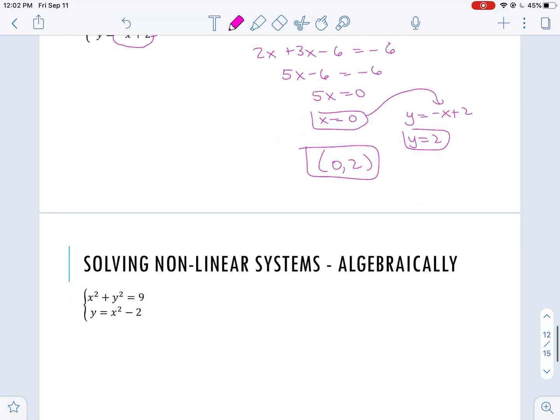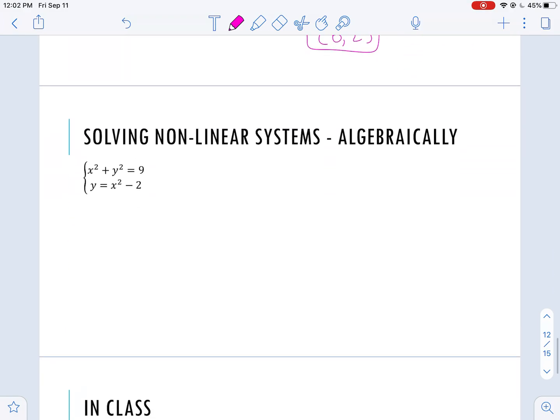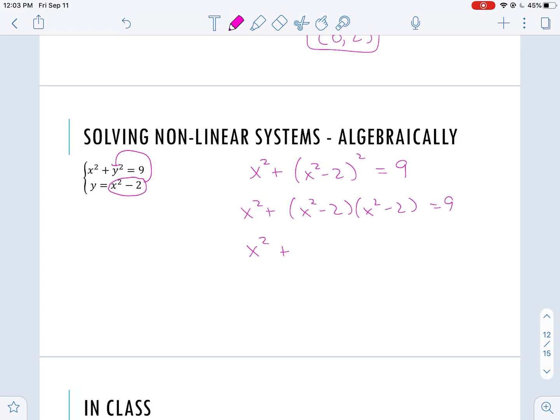Solving nonlinear systems algebraically, again, you have the same options. You can use substitution or elimination. So for here, since y is equal to x squared minus 2, we could take that and plug it in for the y. So I'm going to take x squared minus 2 and plug it in for this y. So now I have x squared plus y squared, so that's x squared plus (x squared minus 2) squared equals 9. So this is going to be x squared plus (x squared minus 2) times (x squared minus 2) equals 9. So this will be x squared plus x to the 4th minus 4x squared plus 4 equals 9.